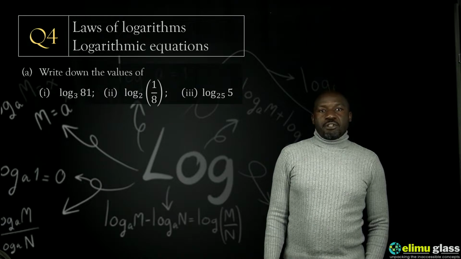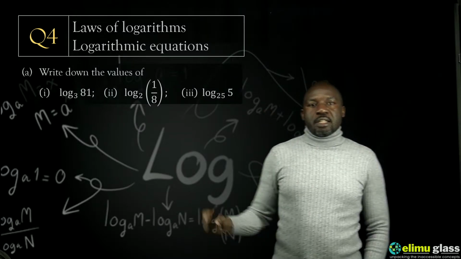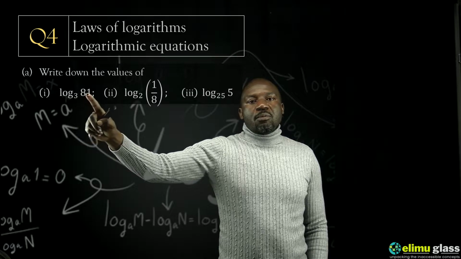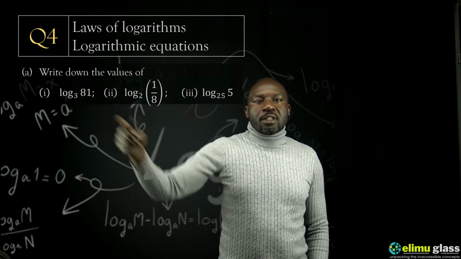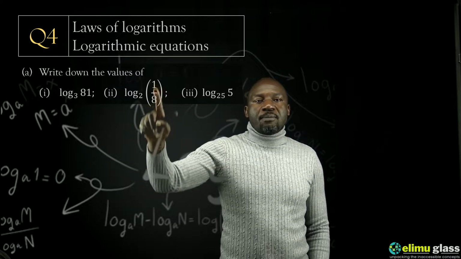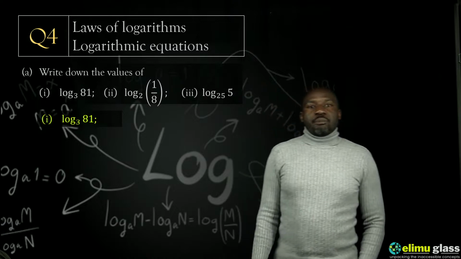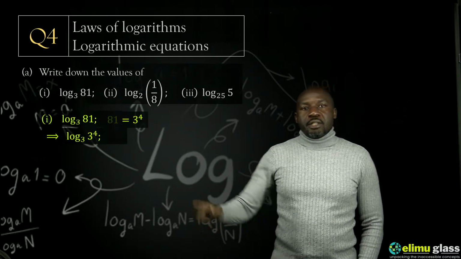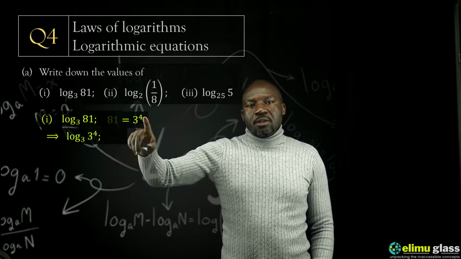The first 3 questions, part A of the question, we want to find the log to base 3 of 81. We reason that we're looking for base 3, so what we want is to be able to write this under base 3. So 81 can be expressed as 3 power 4. If we see a base 2, we want to express this as 2 power something. Let's start with the first one. Log to base 3 of 81, we want to express 81 as 3 to the power of 4.